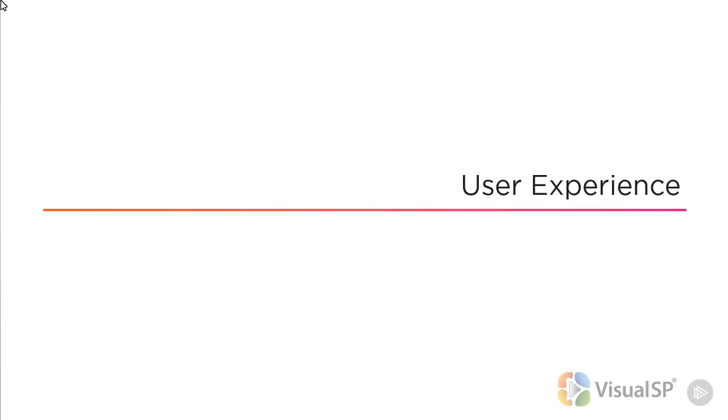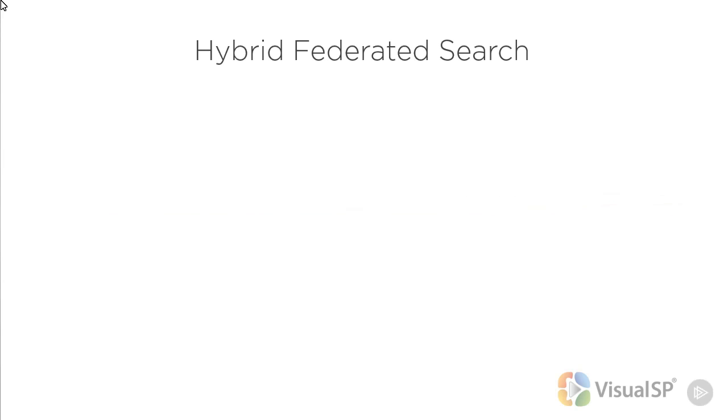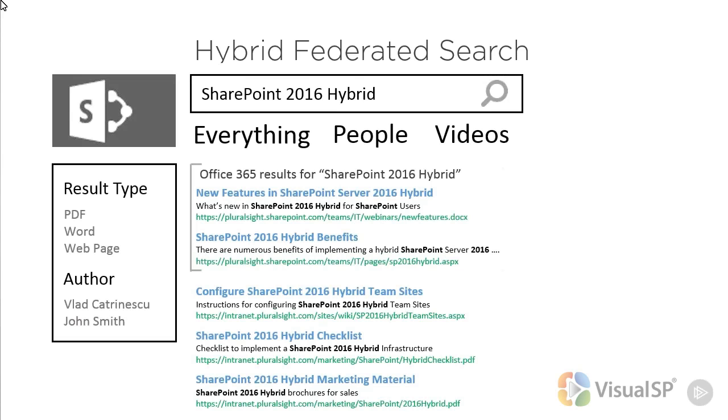So what is the user experience, and what are the differences between them both? If we look at hybrid federated search, and this is a mock-up because I don't have it configured right now in my lab, let's say, for example, you have a result block. Over here you have a result block that shows Office 365 results for SharePoint 2016 hybrid. So I have my result block of Office 365 results over here, and then the last three on the rest of the page are SharePoint on-premises results.